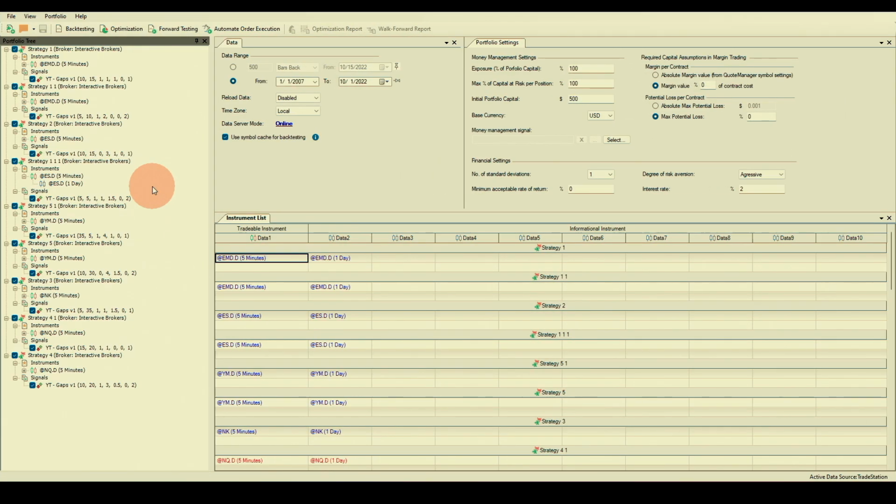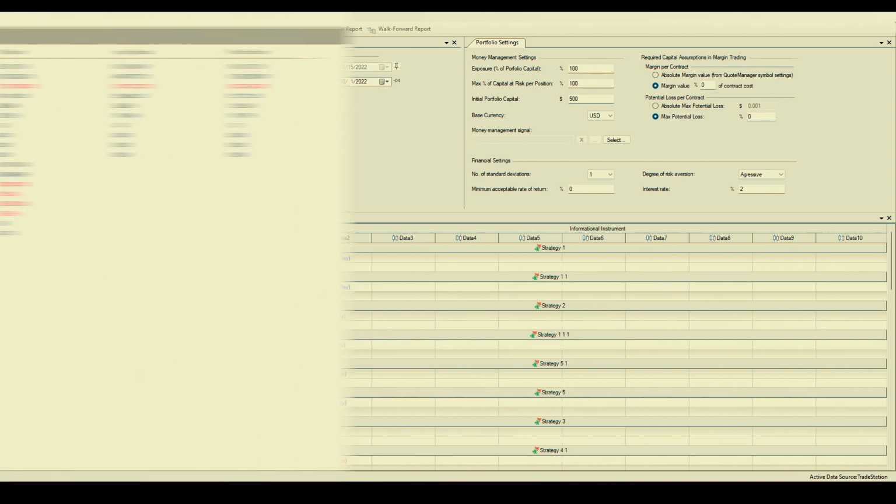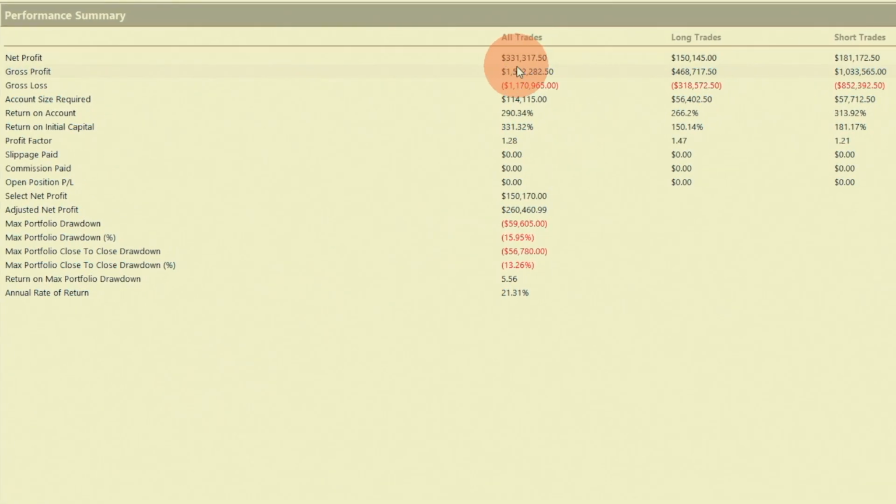And now I'm going to combine multiple strategies in a portfolio. Not only that, I'm going to mix the long and short of the same instrument just to show you the correlation of this strategy. So for example, here I have the mid-cap 400, and this is long and this is short, and the S&P 500 long and short, and Dow Jones long and short, Nikkei only long, and then the Nasdaq long and short. And this is the portfolio performance: 331,000, maximum portfolio drawdown is 60, and we have 5.56 return to maximum drawdown.